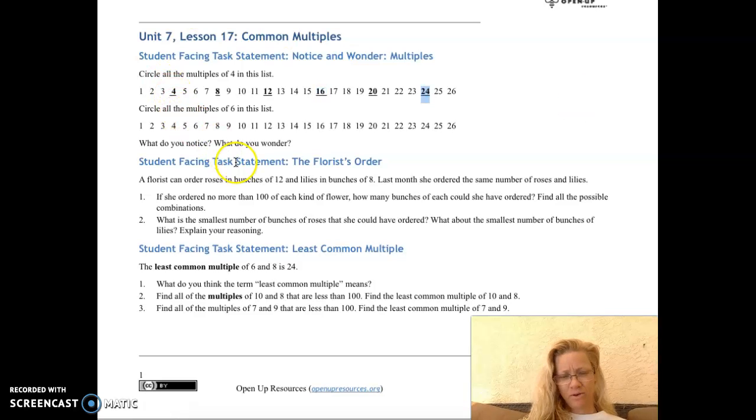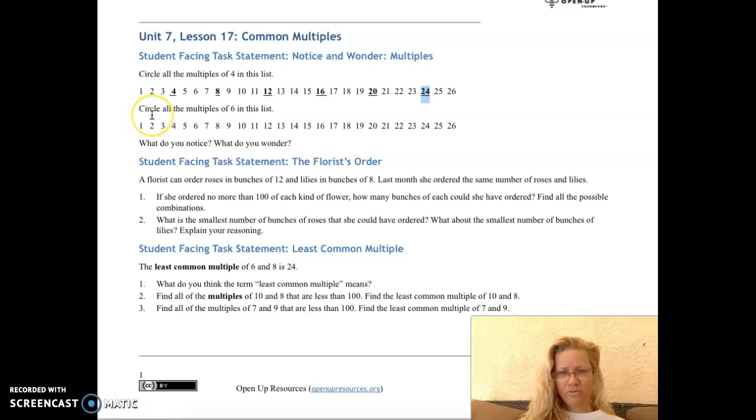Go ahead and stop the video, and I finished underlining and highlighting multiples of 4. So you can see that I jumped 4 more to 8, 4 more to 12, then to 16, 20, and 24. Okay, now they're asking you to do the same thing with the number 6.